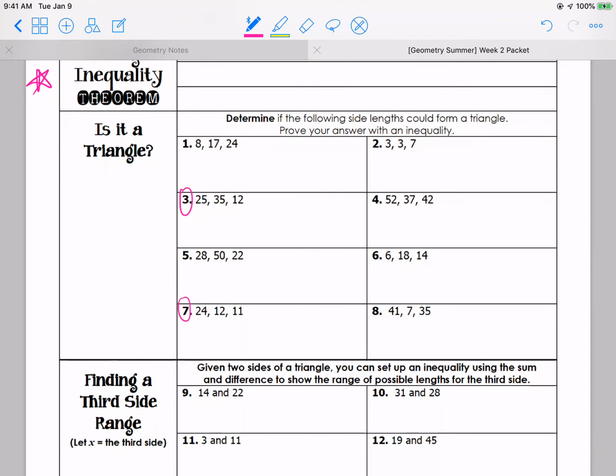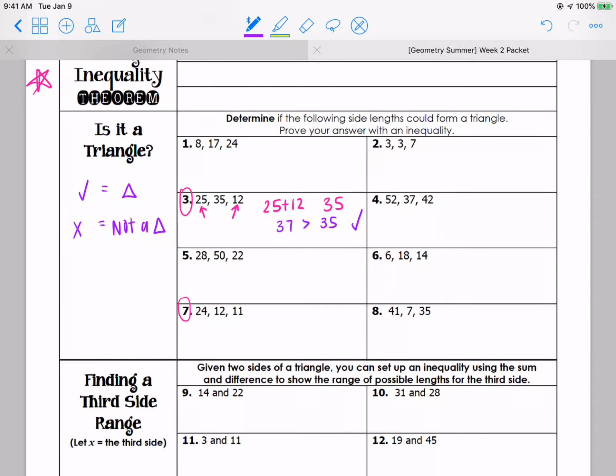So for two questions from the top, find your two shorter lengths. It's 25 and 12. So I'm going to add my 25 and 12 to see if it's bigger than 35. That's going to be 37. Yes, it is greater. So yes, it's a triangle. You can do a check mark, where a check mark means triangle. Cross off means not a triangle.